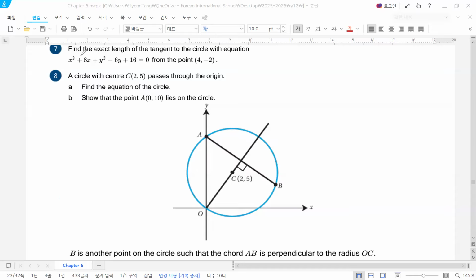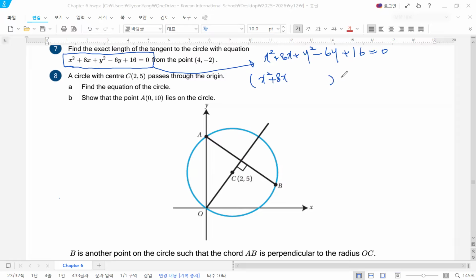So you don't know what it means for now. Firstly, we need to make this circle equation into the normal circle equation by completing squares, and then find the radius and the center coordinate. So x squared plus 8x plus y squared minus 6y plus 16 equals 0. Firstly, I ask you to write down x squared plus 8x and leave some space, plus, open the bracket, y squared minus 6y, leave some space, close the bracket, plus 16 equals 0.